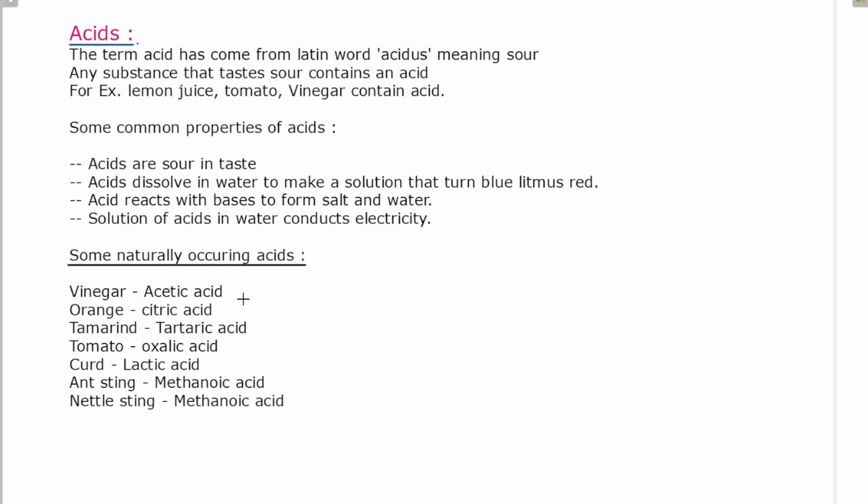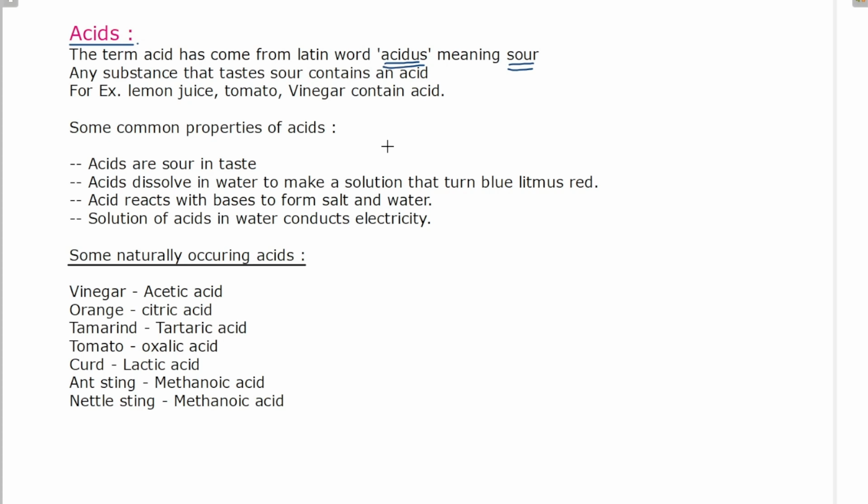What do we know about acids? They are sour in taste. They turn blue litmus to red color. What do we mean by the term acid then? The term acid is derived from the Latin word acidus, which means sour.